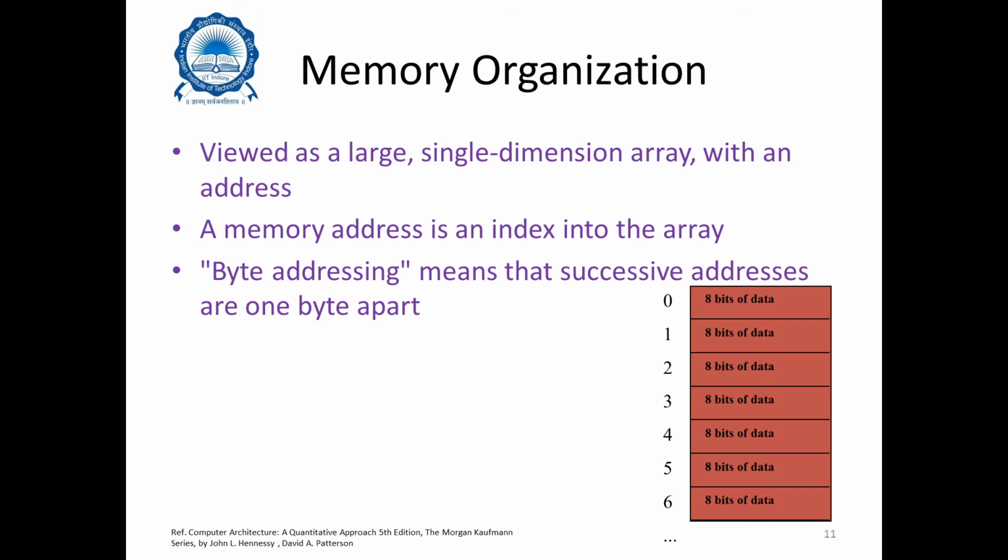So in today's lecture you have seen several things. You've seen R type format, you've seen I type format, you've seen J type format. In R type format you have OP, RS, RT, RD, shamt, function. Function code selects a specific variant of the operation in the op field or opcode field.